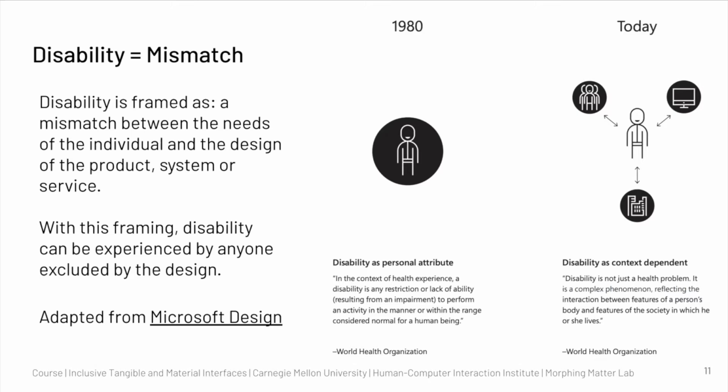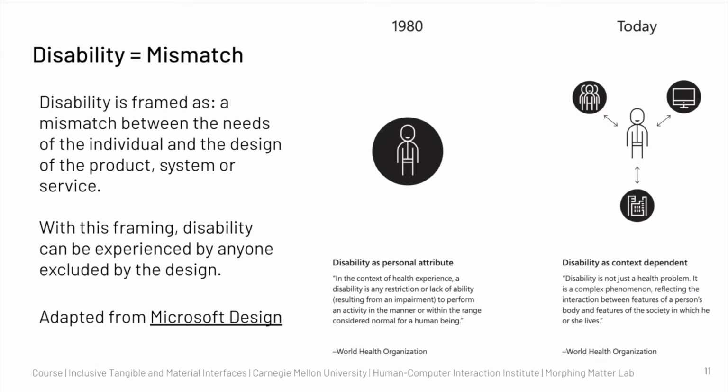This is a little bit different, right? So in the 1980s, disability was a personal attribute for the blind, for the handicapped. But today, disability is context driven. So for example, I could be very disabled when I'm trying to reach an object that's really tall, hanging up there, because I'm short. So in this context, I am disabled.